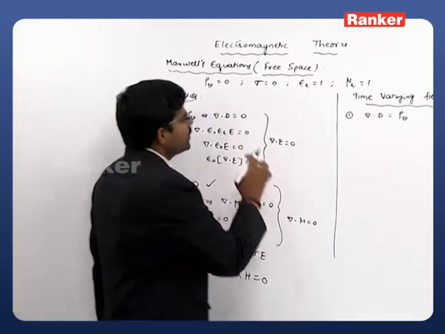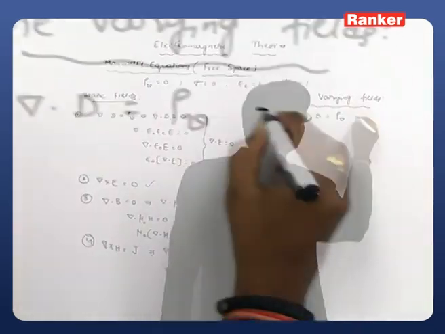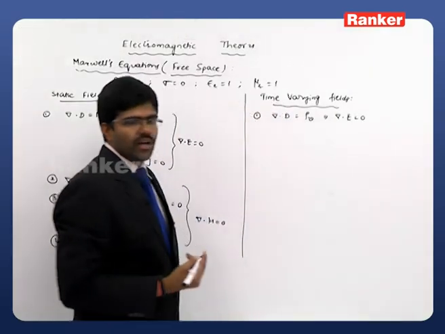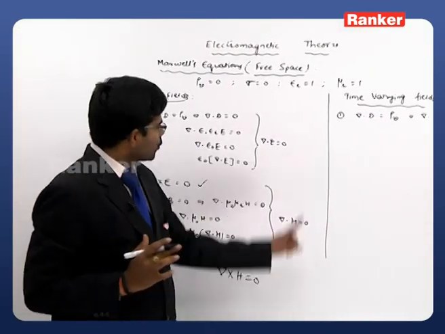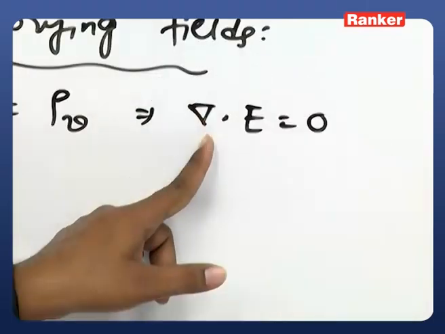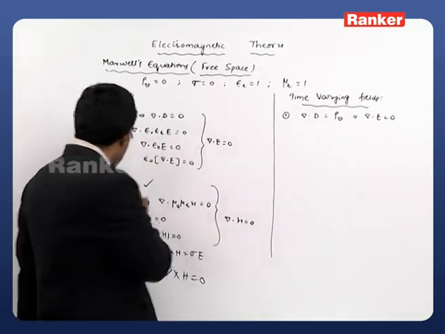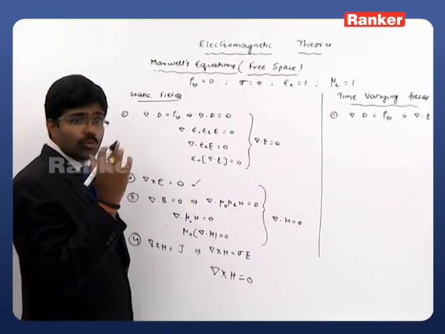So simply it is del dot E is equal to 0, that is what we get for time varying fields. So for static fields as well as time varying fields, the equation will be unaltered, it will not change. And come to the second equation, del cross E is equal to minus dou B by dou T.